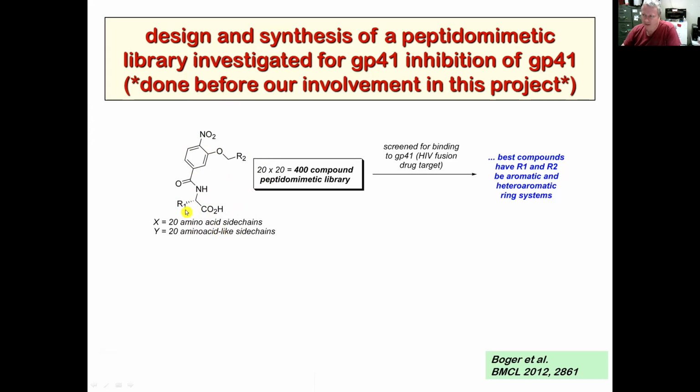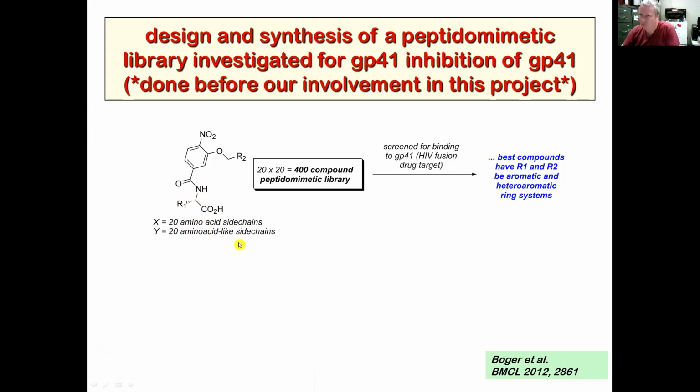Okay, so what if we have 20 variations of, as I'm saying X and Y, but I didn't really mean that, R1 and R2. So there's 20 variations of this, 20 variations of that. How many compounds is that? It's 400 compounds, right? They made these 400 compounds as part of their library. They screened it for GP41. And they found the best compounds had aromatic or heteroaromatic ring systems on R1 and R2, right? So kind of benzene or... They also had non-natural amino acids too, like chlorobenzene, things like that. So benzene, aromatic, heteroaromatic, those are the good ones, right?